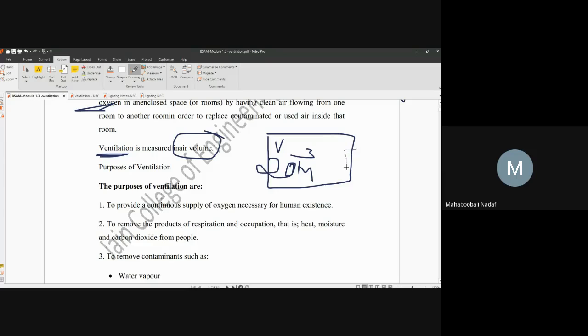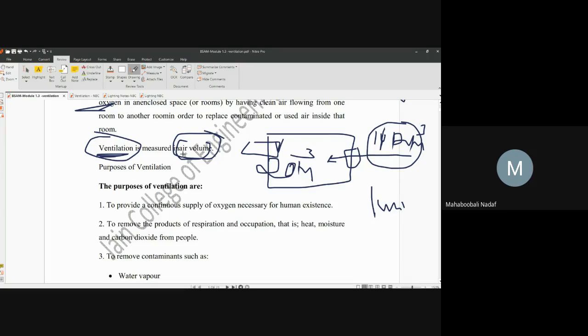Now through that window or through that duct, which is what they call it in big buildings, how much air is getting inside per unit time? 10 cubic meters, 1 cubic meter, 2 cubic meters? And how much air is getting outside? Inside air is always fresh, outside is always used air. That volume of air coming inside and going outside is nothing but air volume. So generally ventilation is always discussed in terms of air volume.